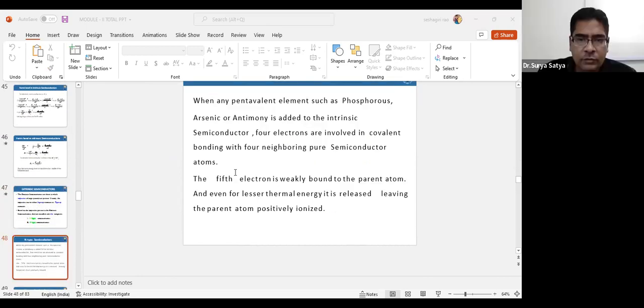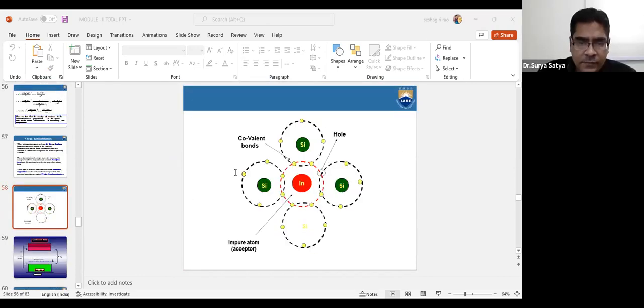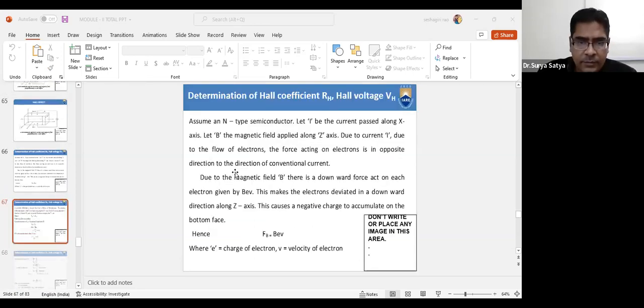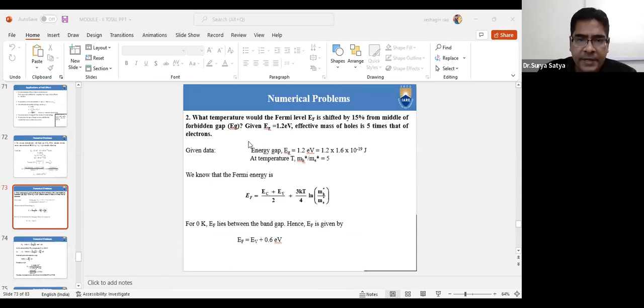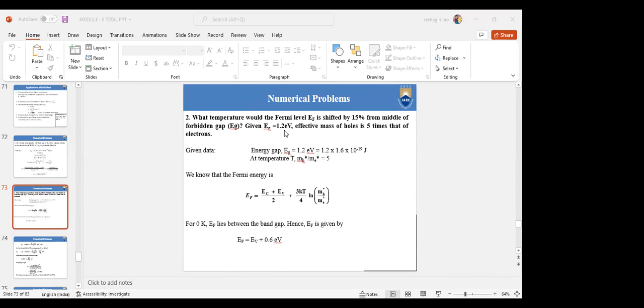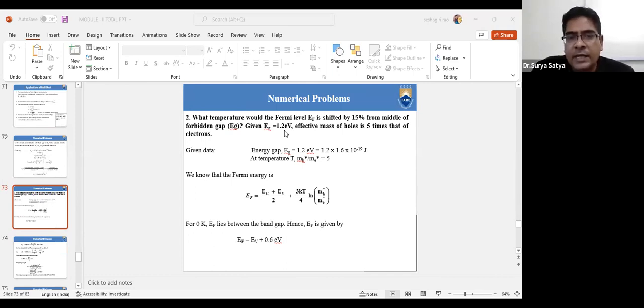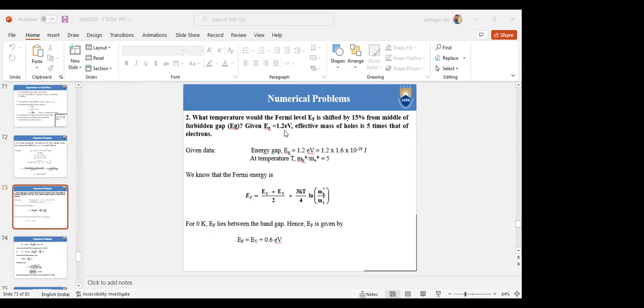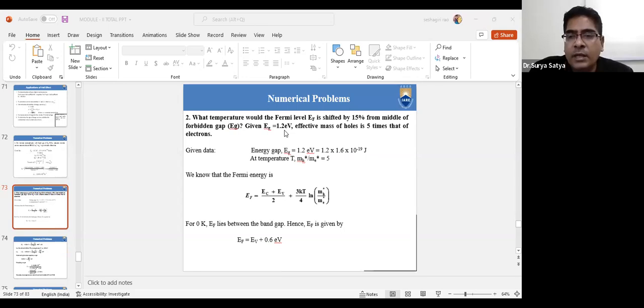Please go through the question once. At what temperature would the Fermi level be shifted by 15% from the middle of the forbidden gap, if the energy gap is 1.2 electron volt and the effective mass of hole is 5 times that of electrons, right? So that is mh star by me star equals 5. Therefore, mh star equals 5 into me star. It is on the screen, please look at the screen, all of you, for the question.